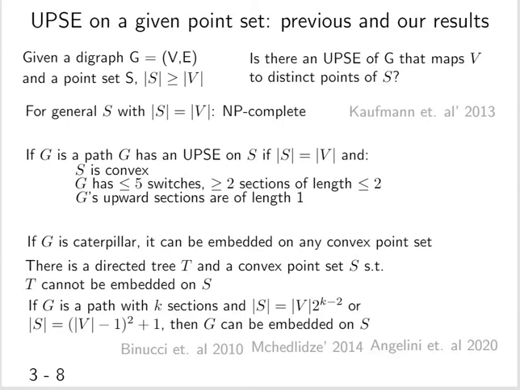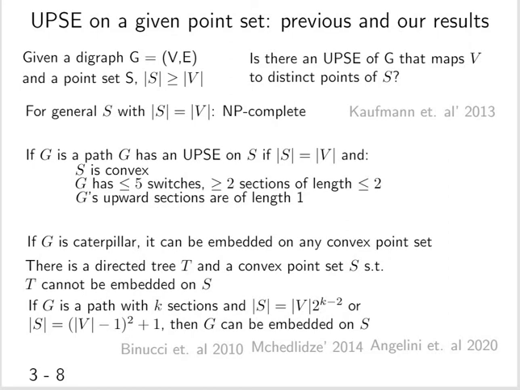And the last thing which is considered along this line of research is, what if I give you more points than vertices in the graph? So then a path with k sections can be embedded in a larger point set. So here the set is not necessarily convex, it's just a general point set. Okay, so this is the state of the art. This might not be a comprehensive list of all the results, but I didn't want to spend more time on this. And here's what we did.